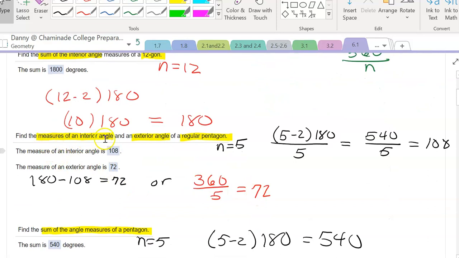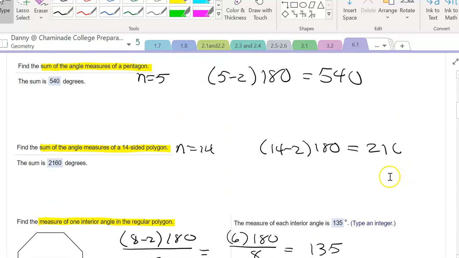Here, the measure of an exterior angle, so that lets us know that we're using n minus 2 times 180 divided by n. Our n, it's a pentagon, is 5, so we plug that in, and we get 108 for our interior. And then we have two options here for the measure of the exterior. We can simply subtract that from 180 to get 72, because they're a linear pair. Or we could say, I know that 360 is the sum of all my exterior angles, I know I have 5 sides, and I also get 72. So you have some options there.